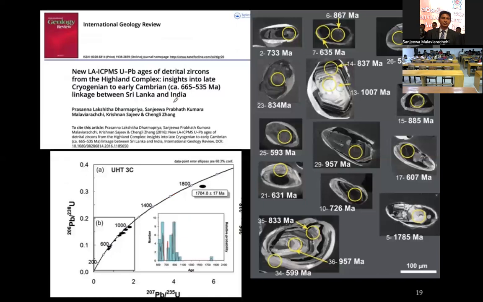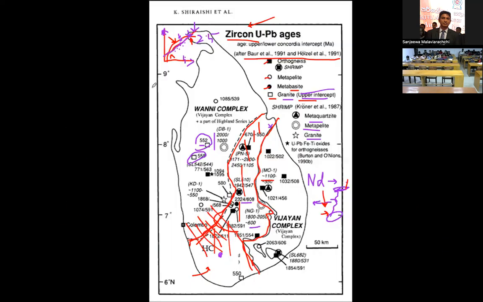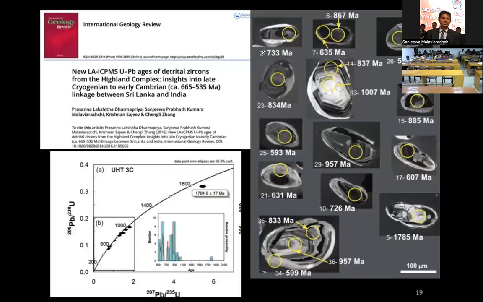Okay, so we have extensive age dating for rocks, but in recent times, because these ages are very old, from the 1990s, a long time ago, we wanted to do further analysis. During Dharma Prisa's PhD, we did laser ICP-MS analysis, uranium-lead ages of detrital zircons, which we mainly selected, right?